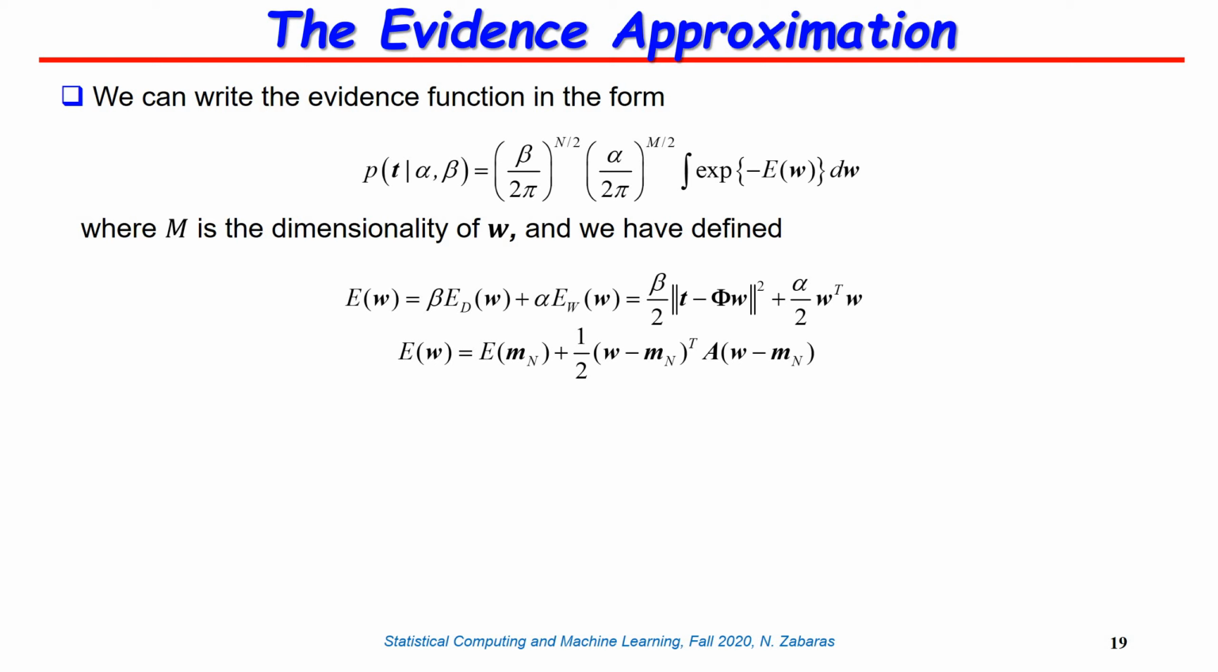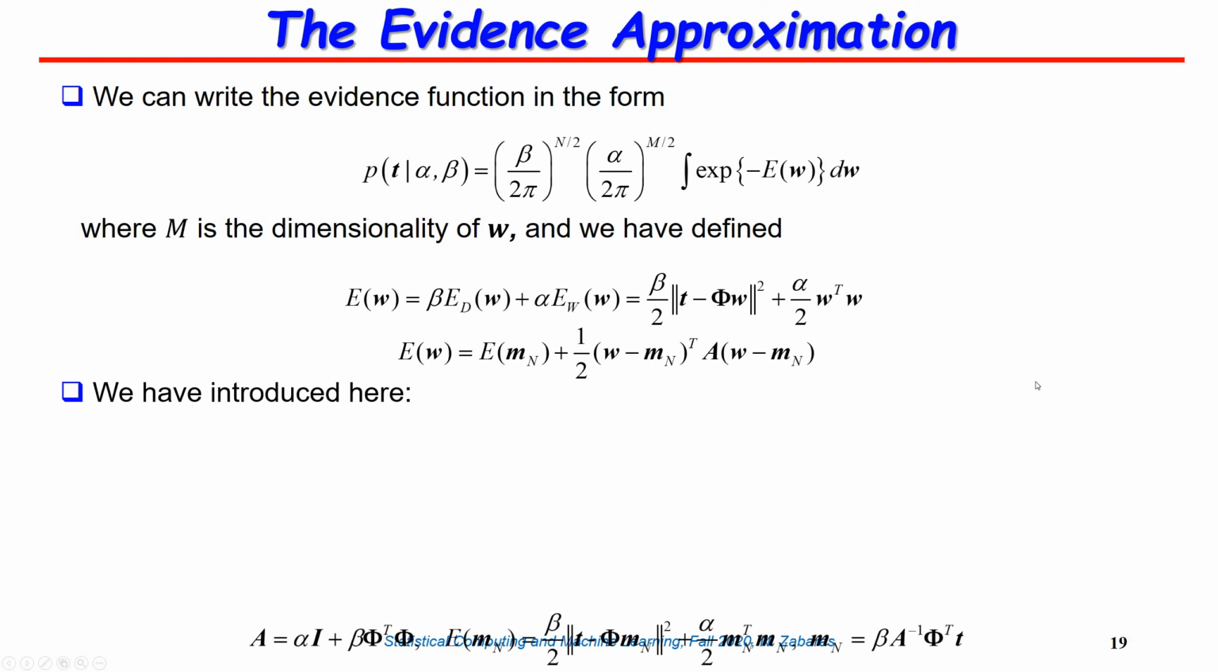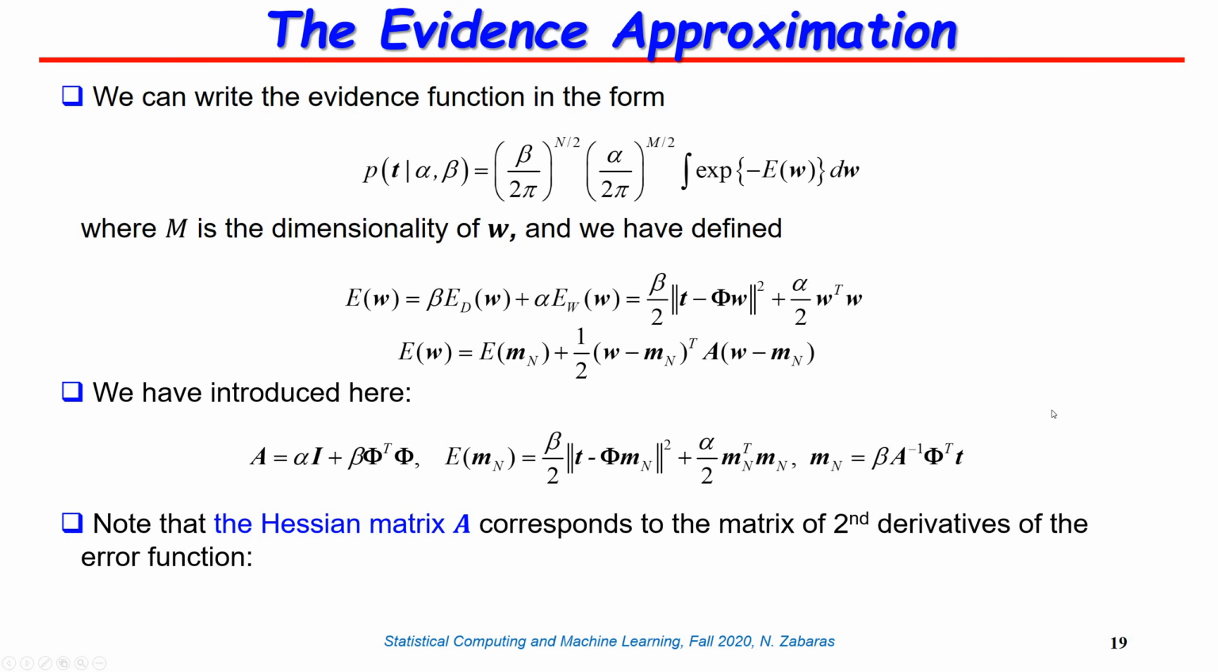So let me now tell you what we're going to do. I give you here all the expressions for what A turns out to be, and what E of Mn is. E of Mn is obtained by taking this and putting W equal to Mn, and the posterior mean is given by this expression. And I told you A is the second derivatives of E of W with respect to W, and once you do the differentiation, this is what comes out. So now I'm going to take this, plug it in the equation on top, and see if I can do the integration exactly.